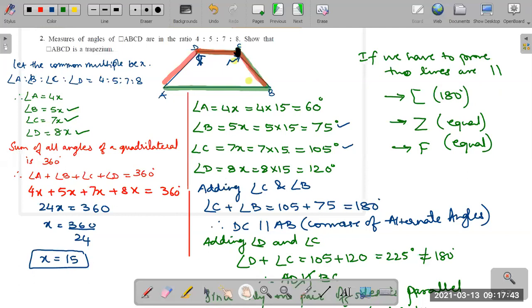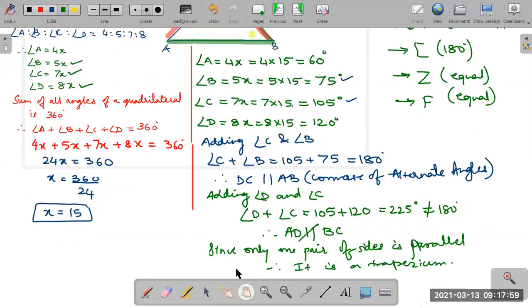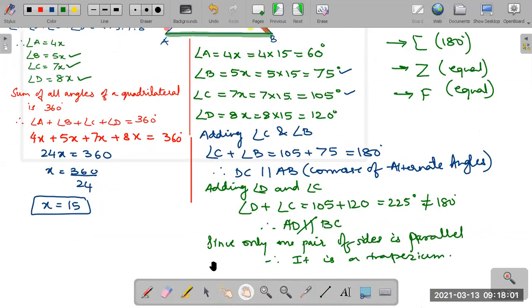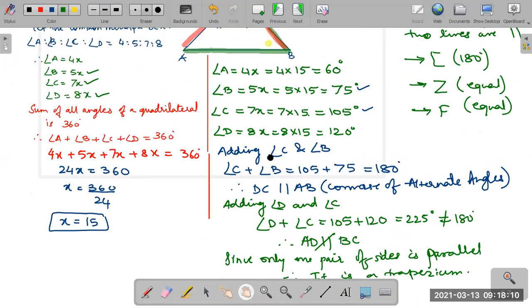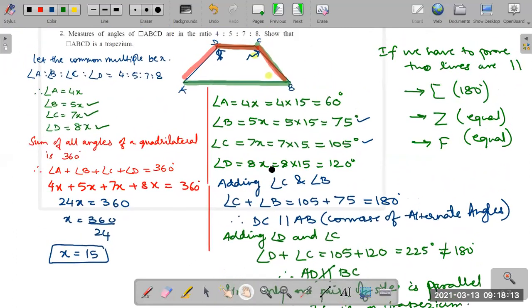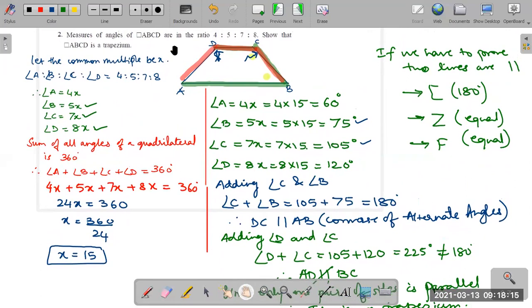Okay, so take two angles, add them. If the sum is 180, then we say the corresponding sides, they are parallel. If we don't get the sum as 180, then those two sides are not parallel. Since we get that only one pair of sides is parallel, therefore this is a trapezium. A very nice and easy question. It can be asked for 3 marks. Okay, students, so do practice this one.